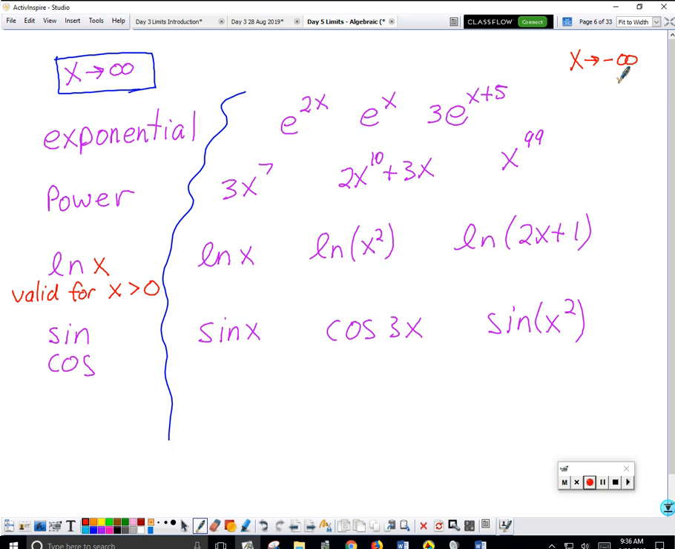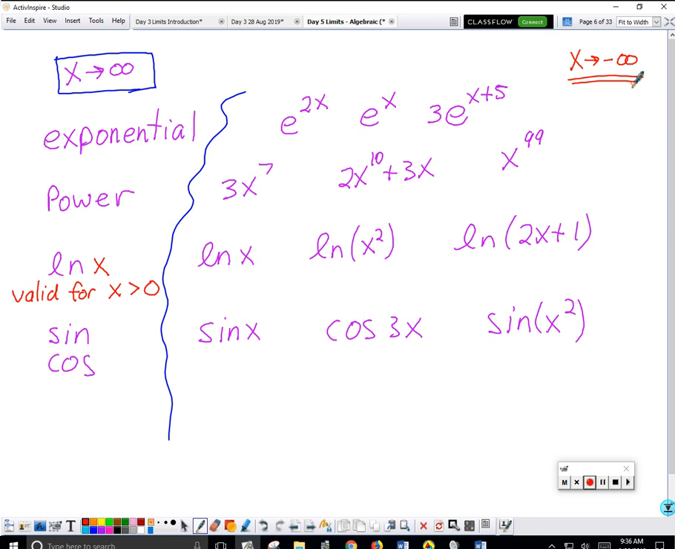The power function will depend on the power. An odd power will get very, very negative, like a very large negative value. An even power would get a very positive large value. The positive and negative aren't always significant, but that's the difference between these two. As x approaches negative infinity, this is going to get close to 0. This will get very, very negative. So you get a little bit different behavior in that case. It doesn't apply to this because the natural log of a negative number is undefined.